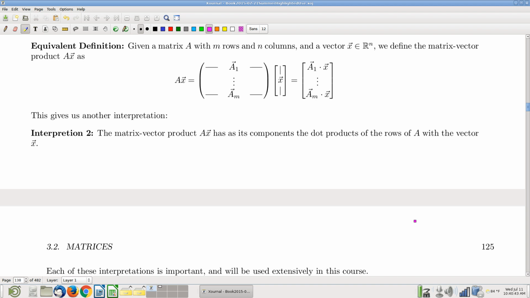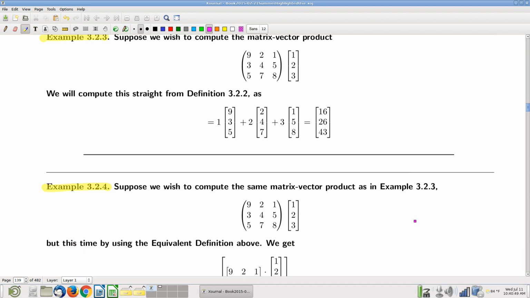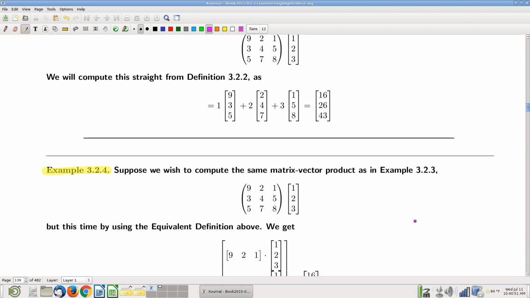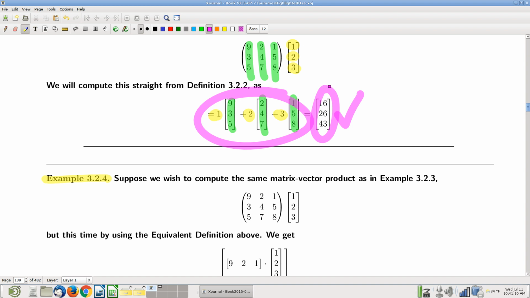Okay, moving along. So here's how you compute a matrix vector product. I'm going to do it two different ways. As a linear combination of the column vectors. There's the column vectors. The coefficients are the coordinates of the vector I'm multiplying by. Punch that up. There's your product.